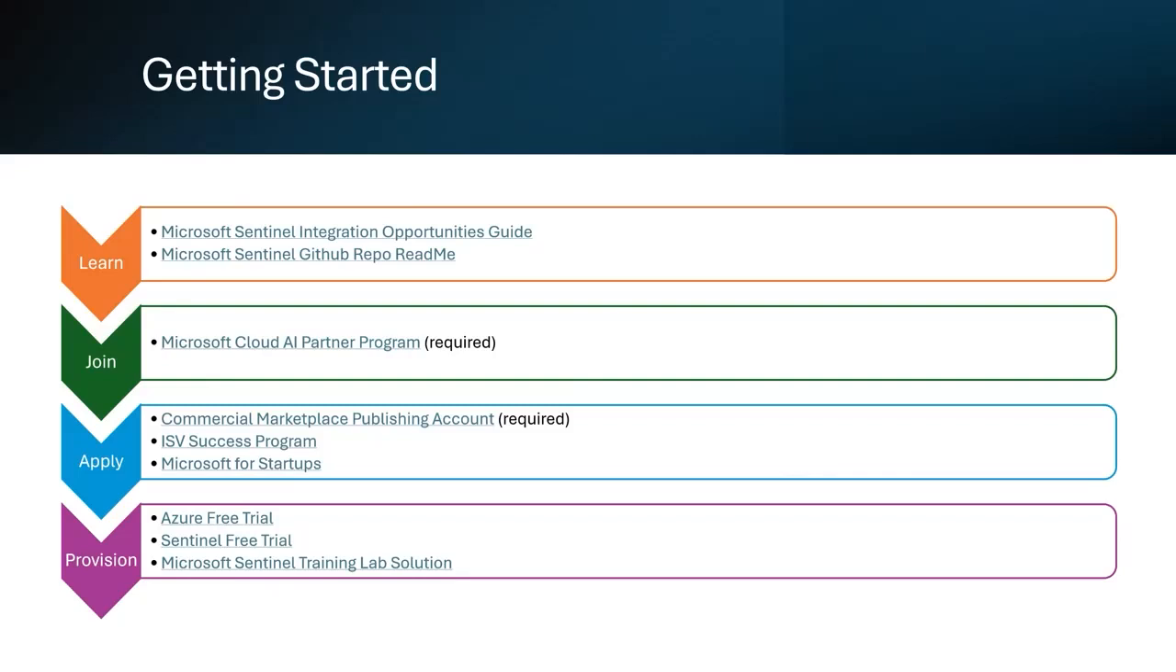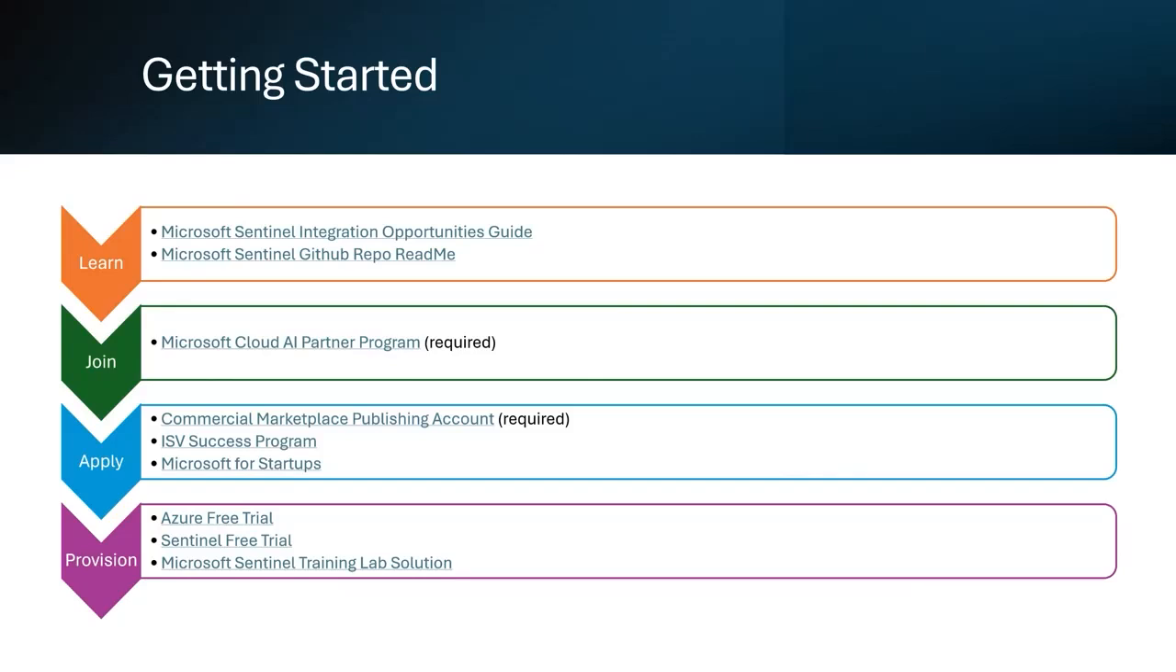We would encourage you, in fact, it's required, to join the Microsoft Cloud and AI Partner Program. This is what you used to know as MPN. All of these solutions are published in Azure Marketplace, which requires MPN membership or Cloud AI Partner Program membership. It also requires a commercial marketplace publishing account. For many security companies, this may be the first time you've ever done this, so please go do this immediately: join, and then apply for the commercial marketplace publishing account. There are agreements associated with both, and sometimes it can take 3 to 4 weeks to get through the commercial agreements associated with that.